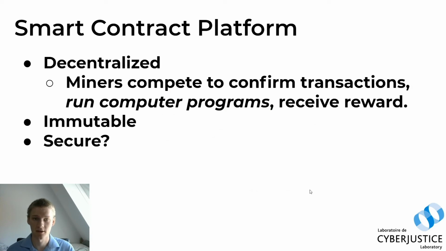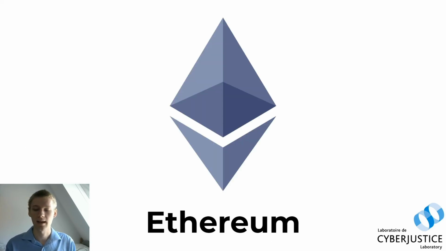Just like Bitcoin, this is very decentralized. The miners run the programs and confirm them, and they receive a reward for this. It is also immutable, so every transaction, every interaction that's ever happened with any of the programs can be traced and looked back in the blockchain, and it cannot be changed. So it's very deterministic in that way. And to the same extent as Bitcoin, the system itself is secure, but there might be some caveats to that we'll get back to later. And today I'll be talking mostly about Ethereum, which is probably the biggest smart contract platform.